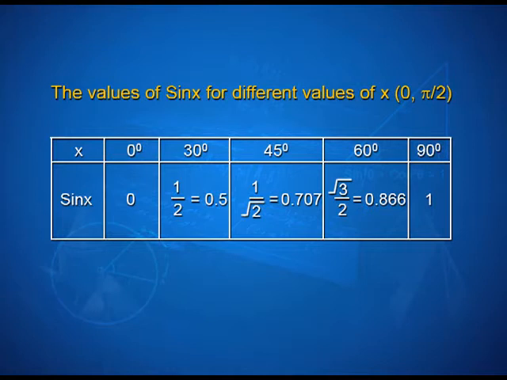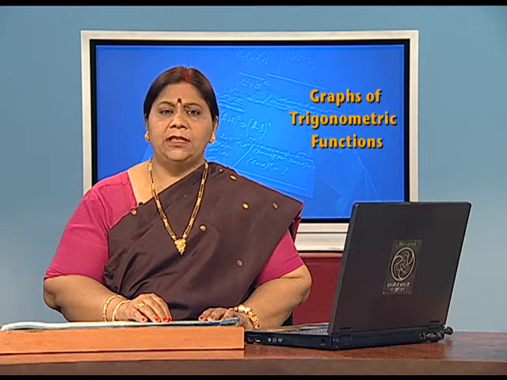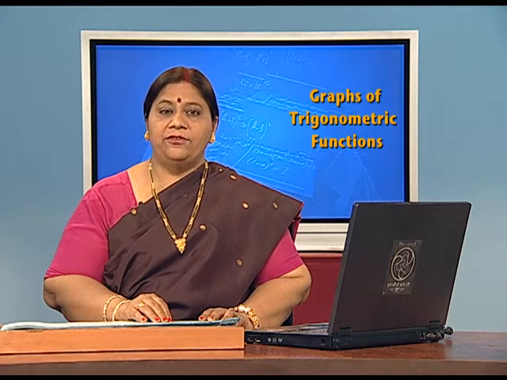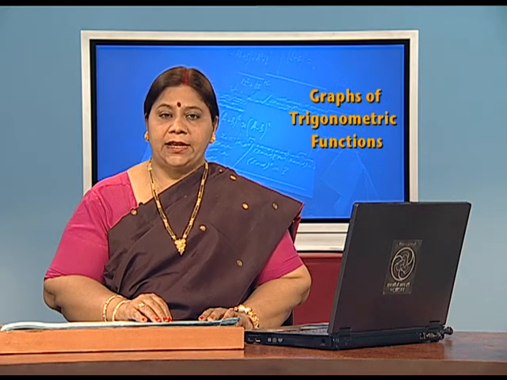The values of sin x for different values of x in the interval 0 to pi by 2 are as follows. Sin 0 degrees is 0, sin 30 is 1 upon 2, that is 0.5, sin 45 is 1 upon root 2, which can be simplified as 0.707, sin 60 is root 3 upon 2, which on simplification gives us 0.866, and sin 90 is 1. Using the above table and the fact that sin x is an increasing function, we obtain the graph of y equal to sin x in the interval 0 to pi by 2.